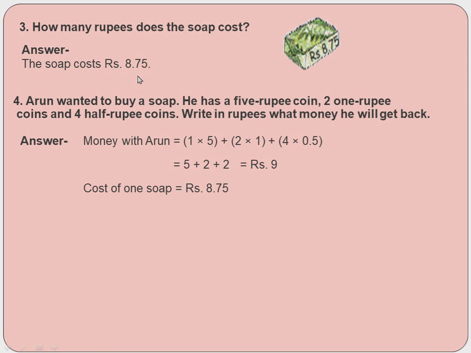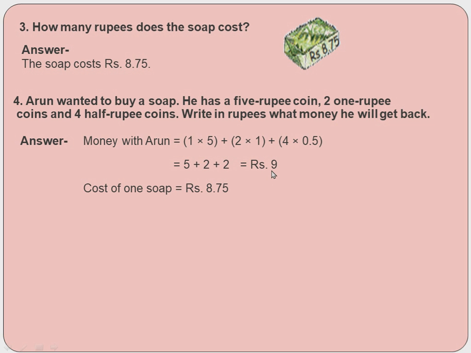Now what is the cost of the soap? 8 rupee 75 paisa. Now the question they are asking is, write in rupees what money he will get back. So how much will he get back, tell me? What is the amount he has? 9 rupees. I have added this, that's it. A 5 rupee coin, that is 1 5 rupee coin, 5 rupees, 2 1 rupee coins, 2 rupees, 4 half rupee coins. Half rupee means 50 paisa. So 4 50 paisas will make 2 rupees, that is 9 rupees he has. The cost of the soap is 8 rupees 75 paisa.